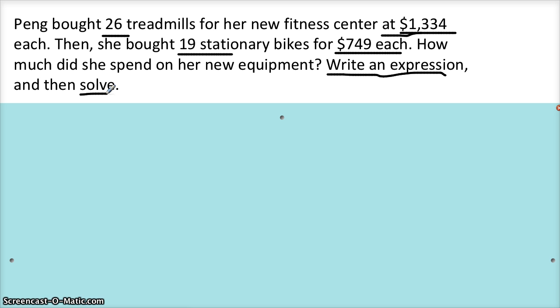Remember, the expression is just a number sentence using the numbers from the problem. So if I'm buying 26 treadmills and each one costs $1,334, how can I represent that? Write that down now. Okay, and then write down also 19 stationary bikes, and they cost $749 each. So how can I represent that piece of information?